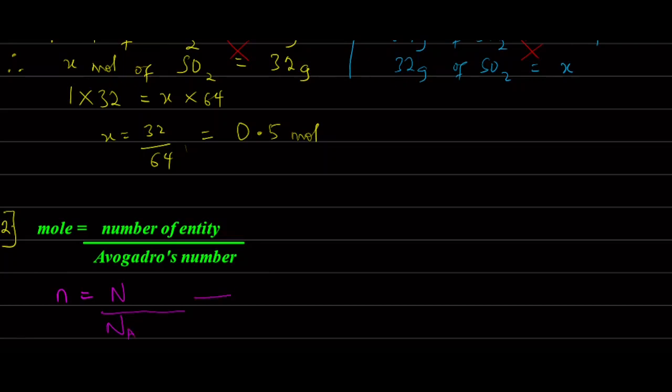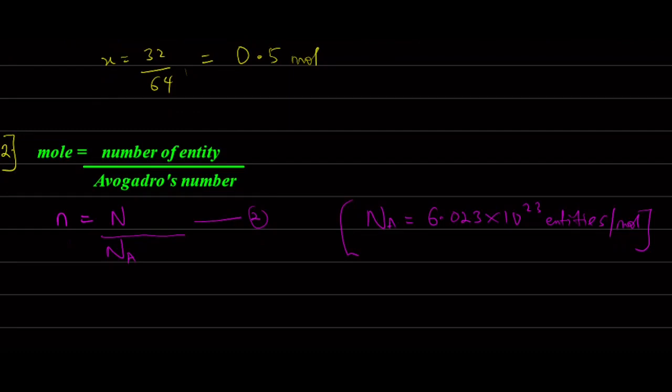and that's equation 2. And we have said that Avogadro's number is always 6.023 exponential 23 entities per mole, which can either be atoms per mole, molecules per mole, and so on. So that is entities per mole. That's a unit. So when do we make use of this equation?